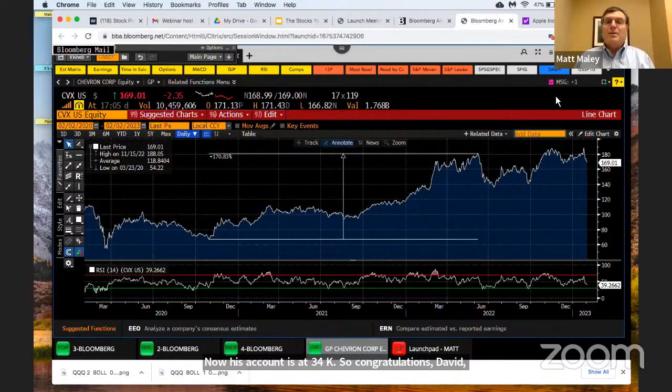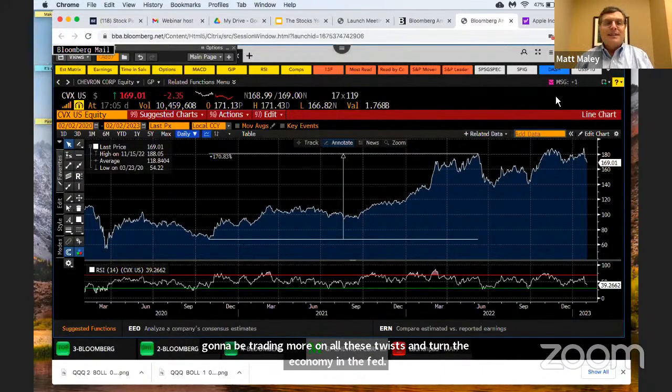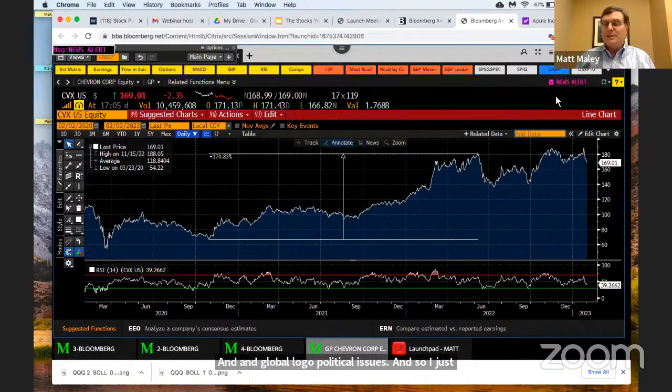Yeah, that's the whole idea here, because the market is so volatile, with so many things going on. Even if the bear market is coming to an end, we're not going back to 2021 where we just go up every single day or almost every single day forever. That was spurred on by massive injections of liquidity into the system. We're going to be trading more on all these twists and turns in the economy and the Fed and global geopolitical issues. And so I just think if you're trading alone, it's going to be a really tough time. And we've worked out real well here.